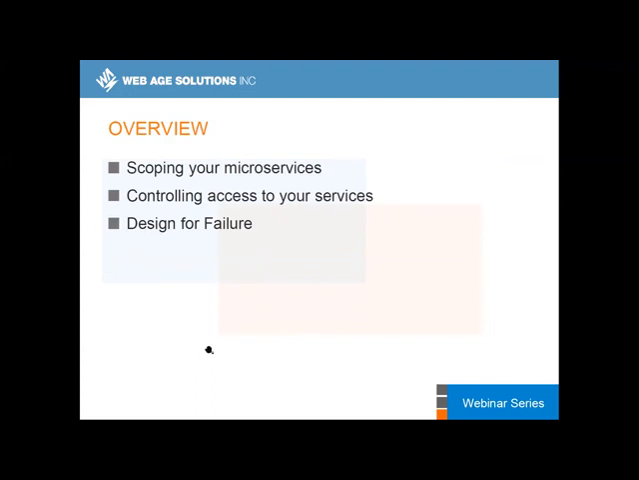So what's in scope? We are going to talk about how to scope microservices. We'll talk about controlling access, whether it's going to be centralized or decentralized access by your clients to your services. And there will be other topics as well around that generic concept. And then we will talk about other things like maintaining state and designing for failure.